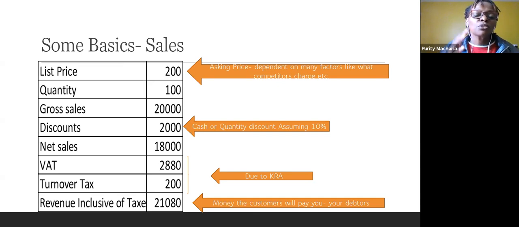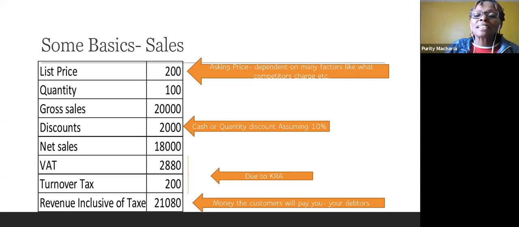So assuming it's 200 shillings and you have a quantity of 100. What you would typically call your gross sale, this is sales before any discount, would be 20,000 shillings, Kenyan shillings. I'm talking shillings. If you're from another currency, just assume your own currency.